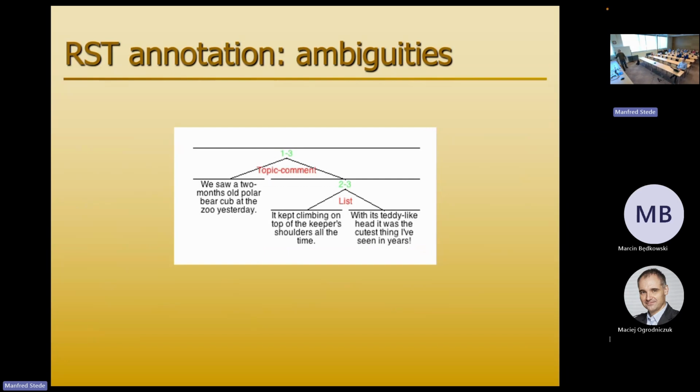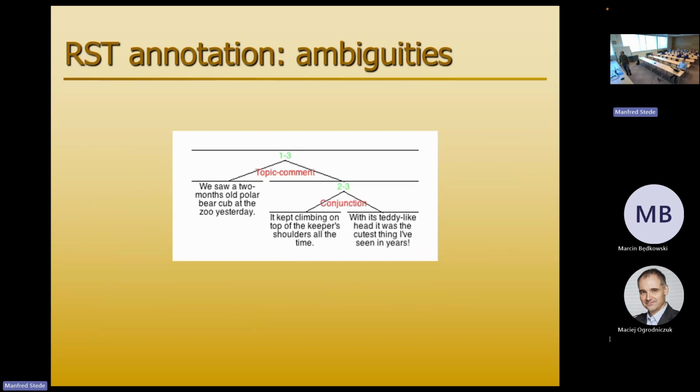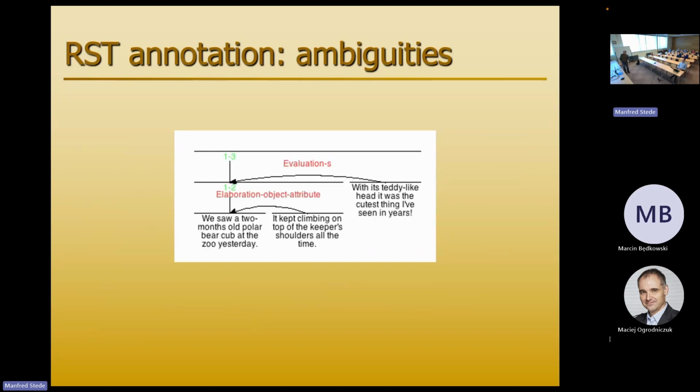In the eRST guidelines, you have a topic comment relation in the linguistic sense. So here I introduce a topic. This text will be about this polar bear cub, and this is a comment about the topic. Perfectly correct. Oh my goodness. Or we can have again this combination with conjunction instead of list. Or we can say, by the way, what I find important is there is subjective judgment here.